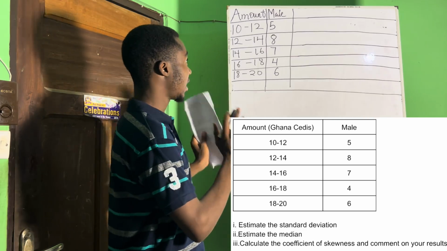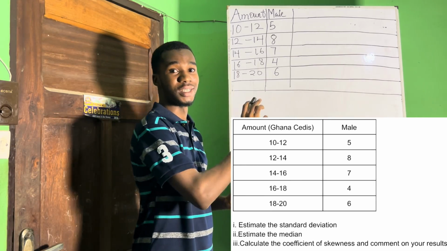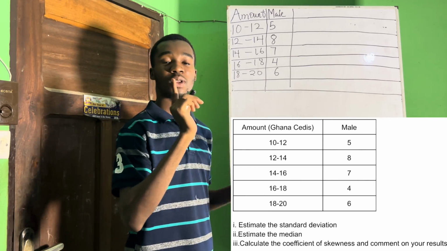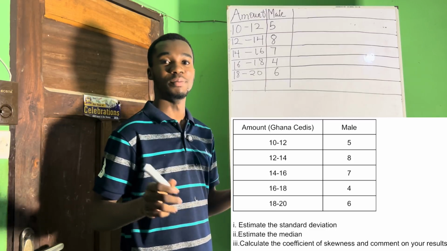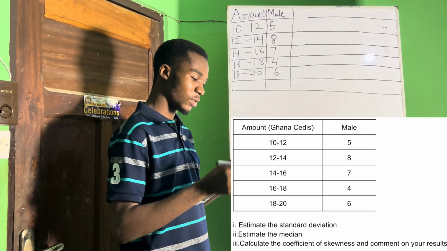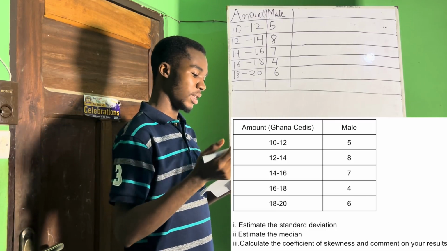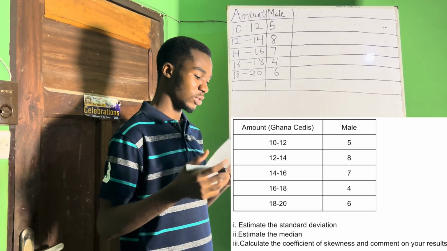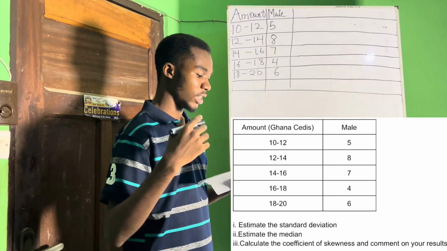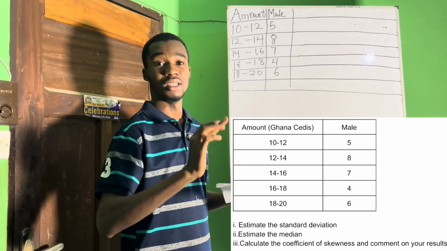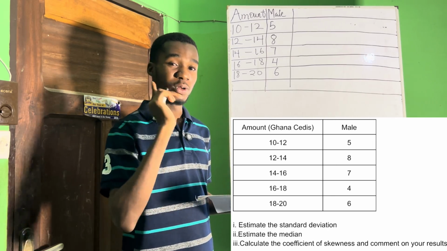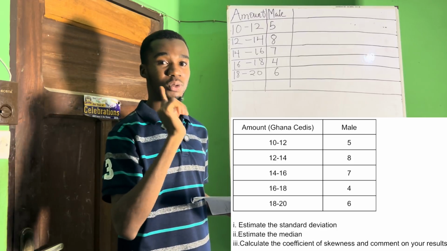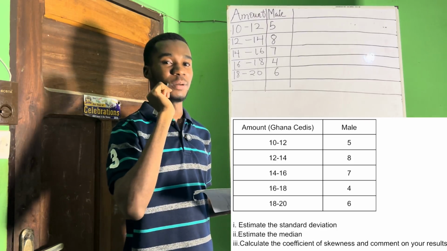Now, anytime a question comes on group data, the first thing you have to do, whether you are supposed to find the mode, median, or whatever, this one they ask you for the standard deviation, median, and the coefficient of skewness. They can ask you for any other thing. So they didn't ask you to find the mode, they didn't ask you to find the mean, but anytime they give you this question, please don't forget the first thing you have to do is to find what we call the midpoint.